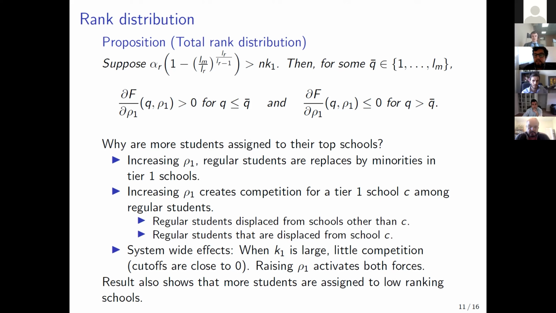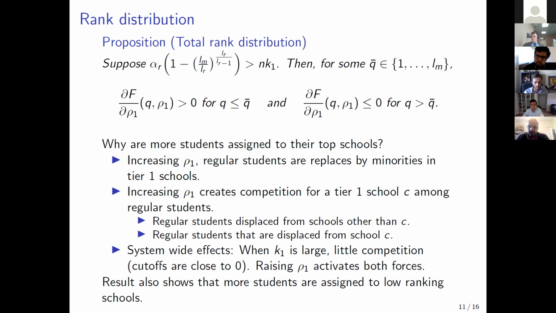The first one is that regular students displaced from schools other than C apply to school C. That creates competition in school C. And there is also another force, which is that some regular students are displaced from school C. Those regular students apply to other schools, they displace other students in other schools, and those students apply to school C. So there are these system-wide effects.